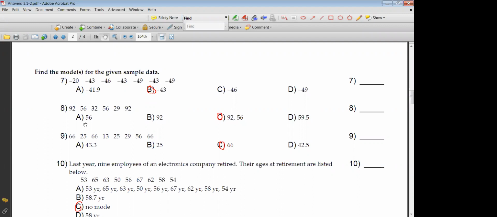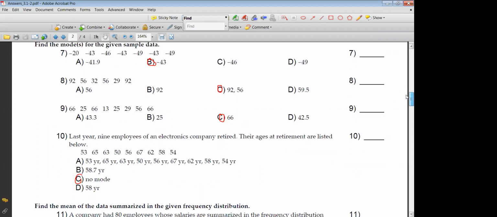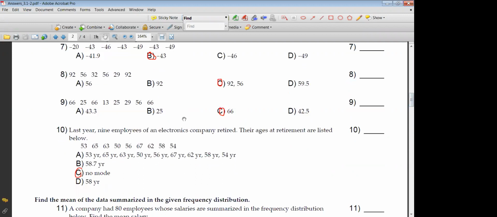In this case, this set was bimodal. There were two numbers that were used. 92 was used twice, and 56 was used twice. There were two numbers used most frequently. In this case, 66, I see a 66 there, and there's a second one there, so 66 was used more than anything else.